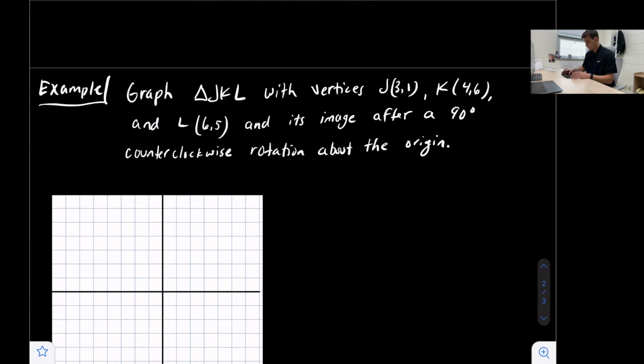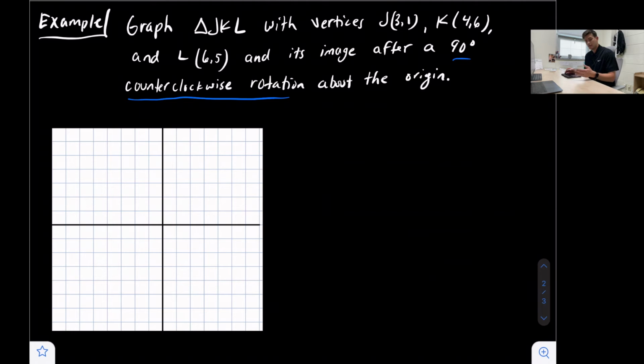All right, so we're going to look at one example, and this one involves a 90 degree counterclockwise rotation. So in all the questions you do, it should tell you either counterclockwise or clockwise in the specific question. If it doesn't, maybe there was some kind of note at the beginning of the lesson in whatever textbook you're doing, or maybe your teacher said, hey, from here on out, we are going to use clockwise rotation or counterclockwise unless it says otherwise, okay? So for this example, it says graph triangle JKL with vertices J (3, 1), K (4, 6), and L (6, 5), and its image after a 90 degree counterclockwise rotation about the origin.